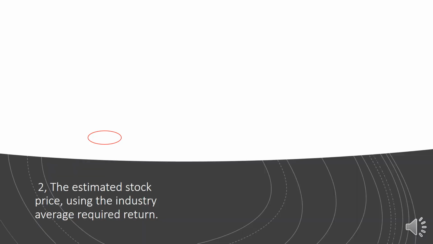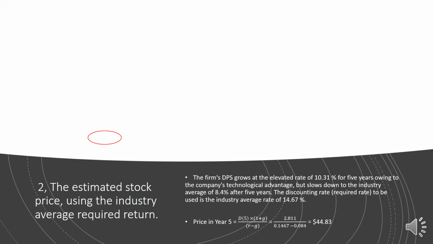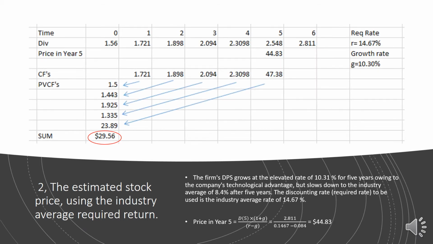So in more detail, how can we calculate the estimated stock price of Ragan Engines? We must remember that the DPS will grow at the rate of 10.31% for 5 years because of the technological advantage, and it will slow down to the industry average of 8.4% after 5 years. The required return we used is 14.67%, which is the industry average rate. And from year 0 to year 5, we apply the growth rate of 10.31%.